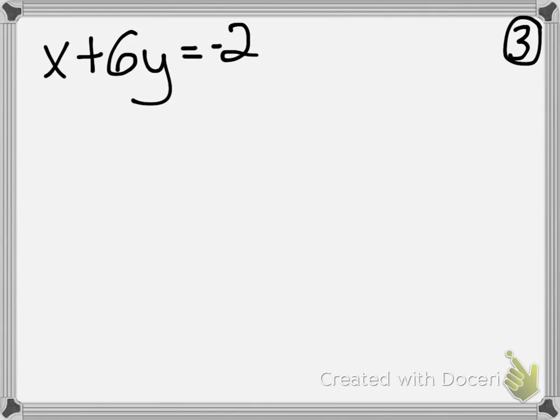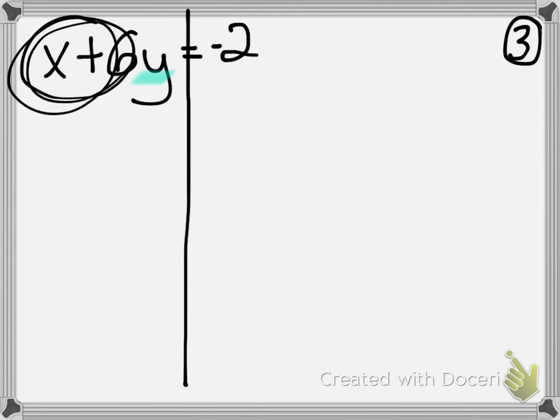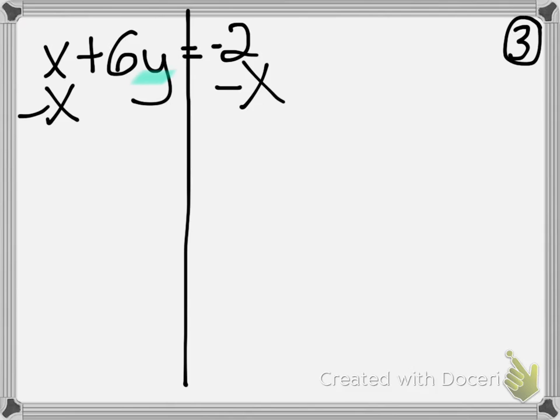Now number 3 right here. Draw my line. I have y right there, so my goal is to get it by itself. So the first thing I'm actually going to move is just x. And x is not doing anything, so don't let it mislead you. You're just going to subtract x on both sides.